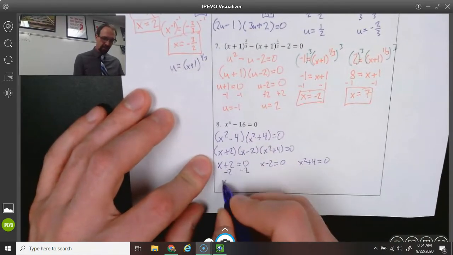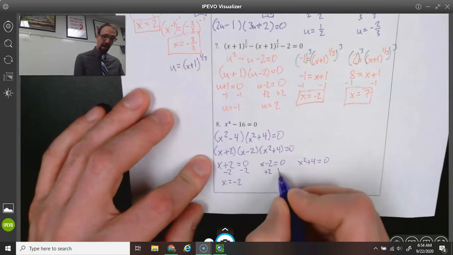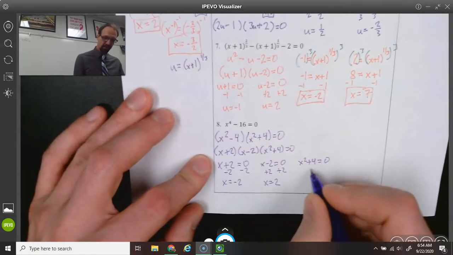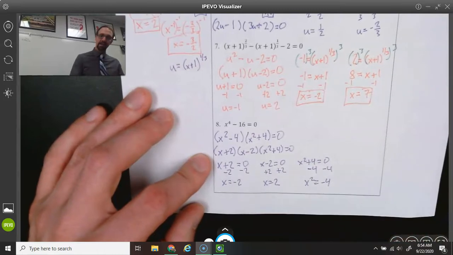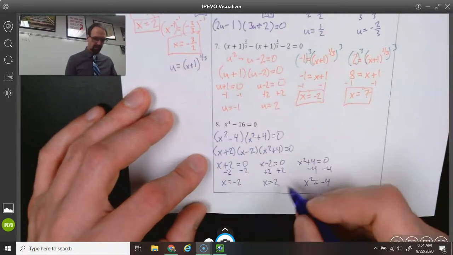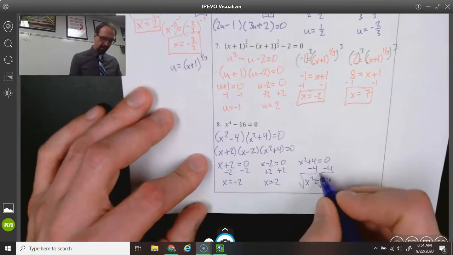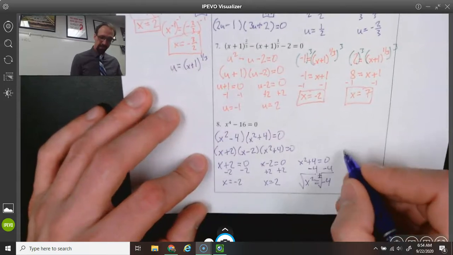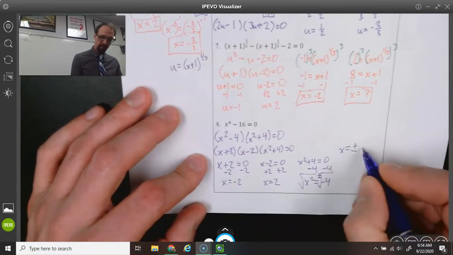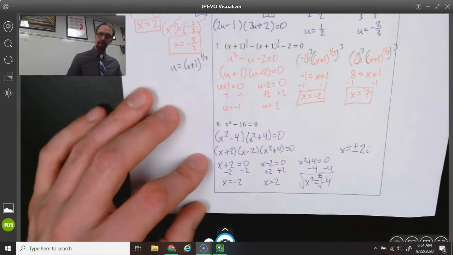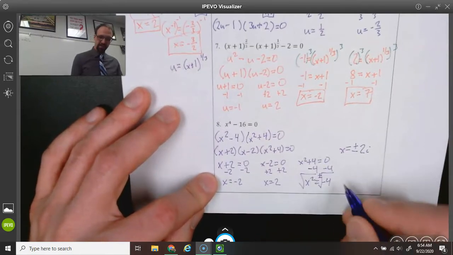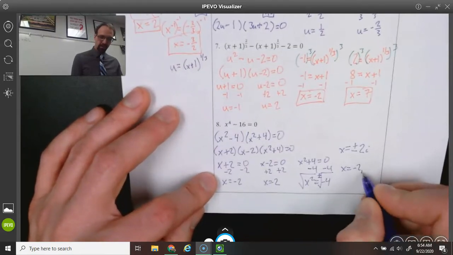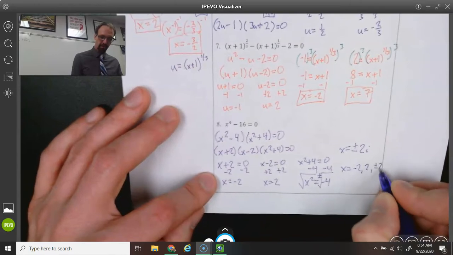Minus 2 on both sides, I get x equals -2. Add 2 on both sides, I get x equals +2. Here I'm going to subtract 4 on both sides, and I get x squared equals -4. I need to get the x by itself, so I'm going to square root both sides, plus or minus. This gives me x equals plus or minus 2i. So all of my solutions are x equals -2, 2, and plus or minus 2i.